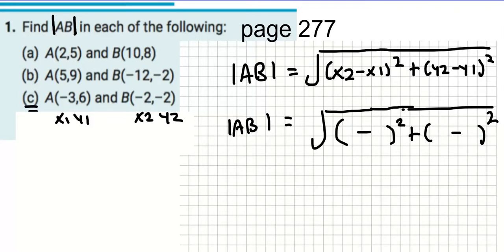Now, what goes in the x2 position? Anyway, what goes in the x2 position? -2. What goes in the x1 position? What do you think? -3. How many minuses is there in that bracket? 1, 2, 3. There's 3 different minuses there. Okay, what about the next one? y2, lads. And then y1. All right, and that's all you have to do.